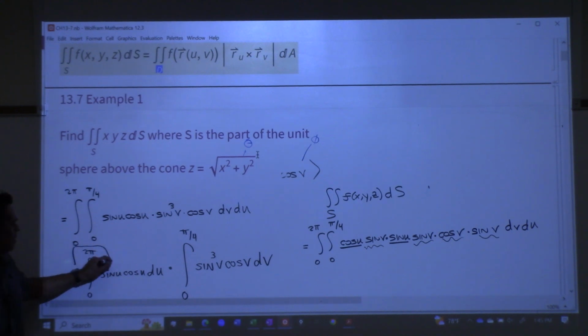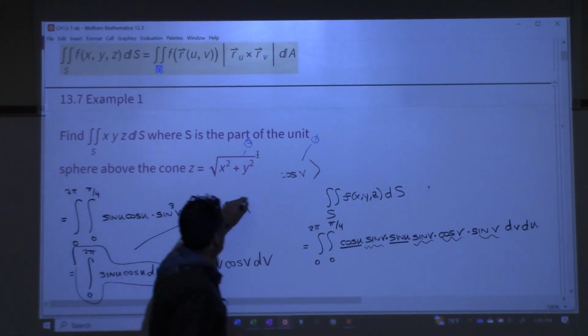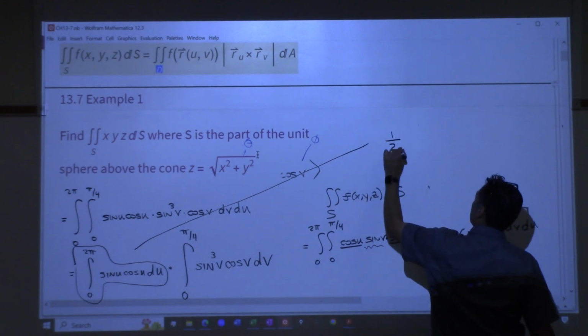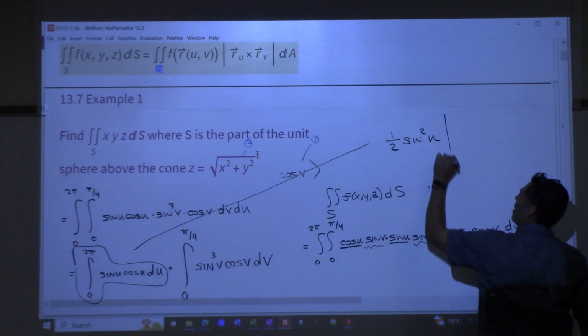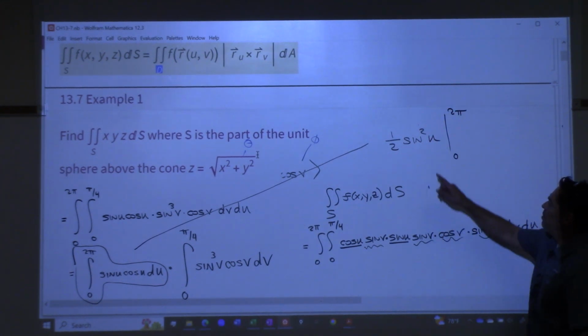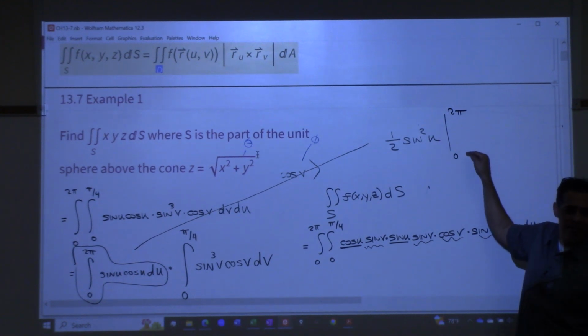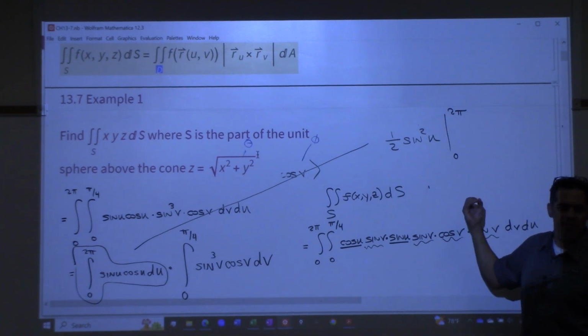This integral right here, can you tell me the antiderivative of that? Basic u sub. 1/2 sine squared u, right? So I'm just going to come up here with that. That antiderivative is 1/2 sine squared u. That's a basic u sub, right? And I'm going to evaluate that from where to where? 0 to 2 pi. But the value of sine is the same at 2 pi as it is at 0. So when I plug in, no matter what happens here, I'm going to get 0 as an answer, right?